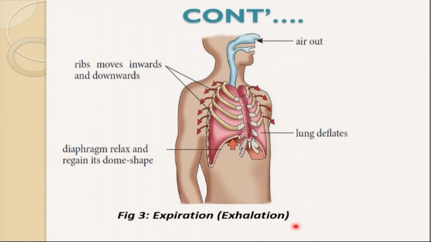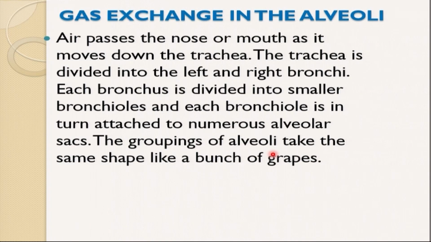This is the diagram that shows exhalation, breathing out, which is quite different. The other arrows were moving upwards, but these ones are moving downwards, which means the ribs move downwards and inwards, not outwards and upwards, which is contrary to what we've been talking about in terms of inhalation. The lungs deflate, and the diaphragm relaxes and regains its dome-shaped structure. This is the dome-shaped structure during exhalation.